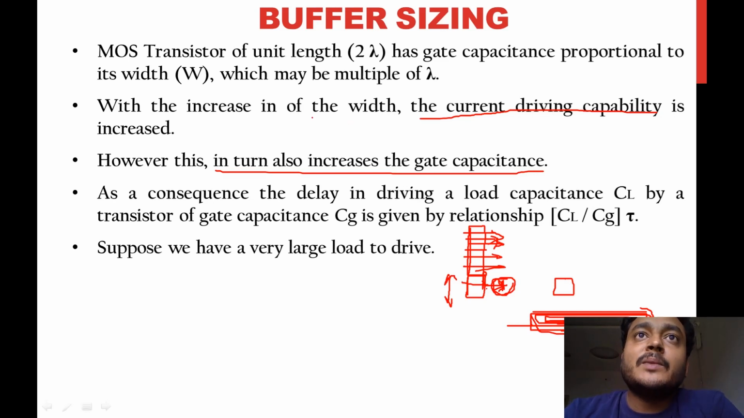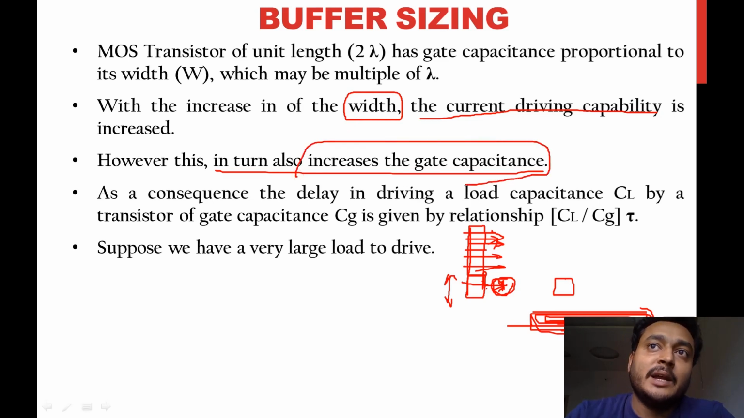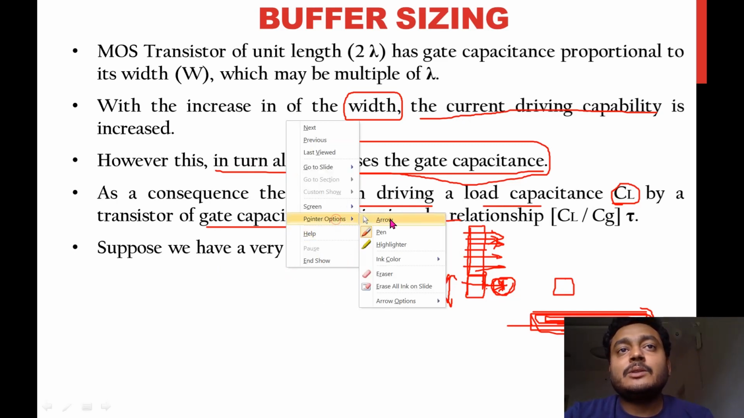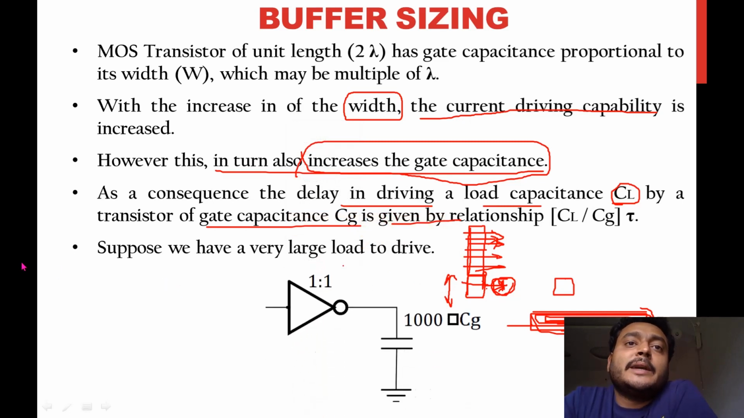So if you want to increase the driving capability by increasing the width of the transistor, that in turn is going to increase the gate capacitance. So you can have some relation here. The delay in driving a load capacitance CL by a transistor with gate capacitance CG is given by the relationship CL divided by CG times tau. Right. So what happens if I take an example here?